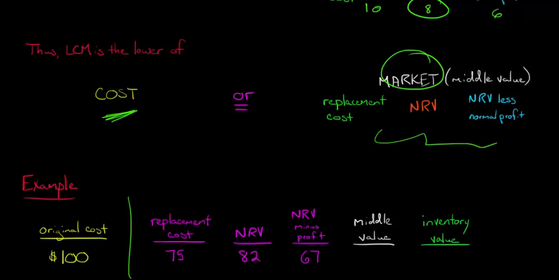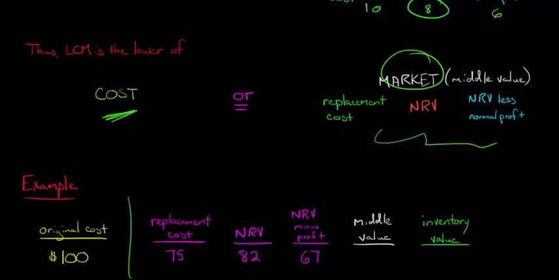$100. And then now, in order to figure out the market, we need to know the replacement cost, the NRV, and the NRV less a normal profit, right? So those things have to be given for you to be able to figure this out. So let's say that the replacement cost is $75. So if you were to replace that inventory right now, it would cost you $75 to get that inventory. So the net realizable value is $82, and then the NRV minus a normal profit is $67, okay?